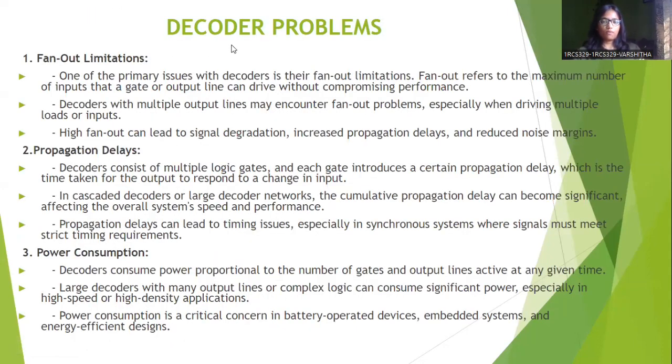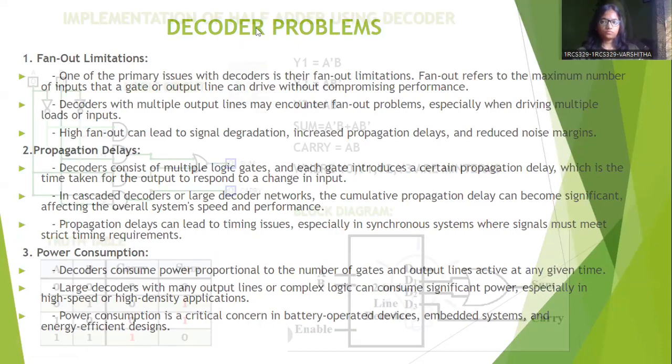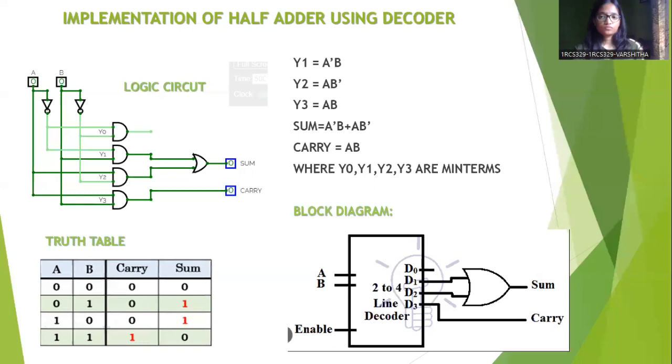Let's discuss decoder problems. Now let's discuss the implementation of a half subtractor using a 2 to 4 decoder. Normally in a half subtractor, we require 2 input signals, and it must generate 4 output signals. Hence a 2 to 4 decoder is suitable for this half subtractor.